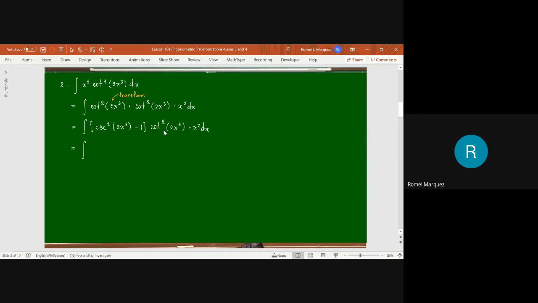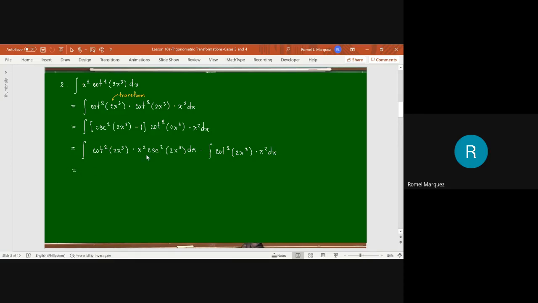Cosecant squared times cotangent squared. So that is cotangent squared of 2x cubed, cosecant squared times x squared. So we have x squared cosecant squared of 2x cubed dx minus, distribute this to 1, but minus. So we have integral of cotangent squared of 2x cubed times x squared dx.